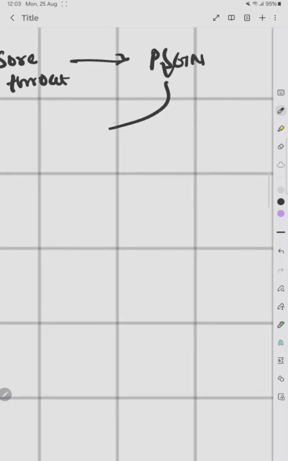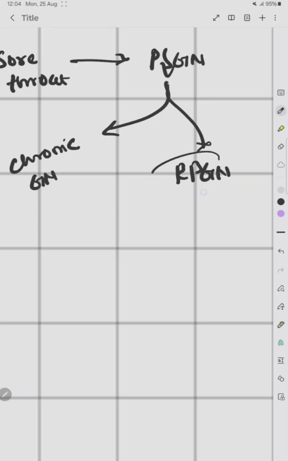Sore throat leads to PSGN. That may lead to chronic glomerulonephritis, or that may lead to RPGN. I'll cover RPGN in the next video.